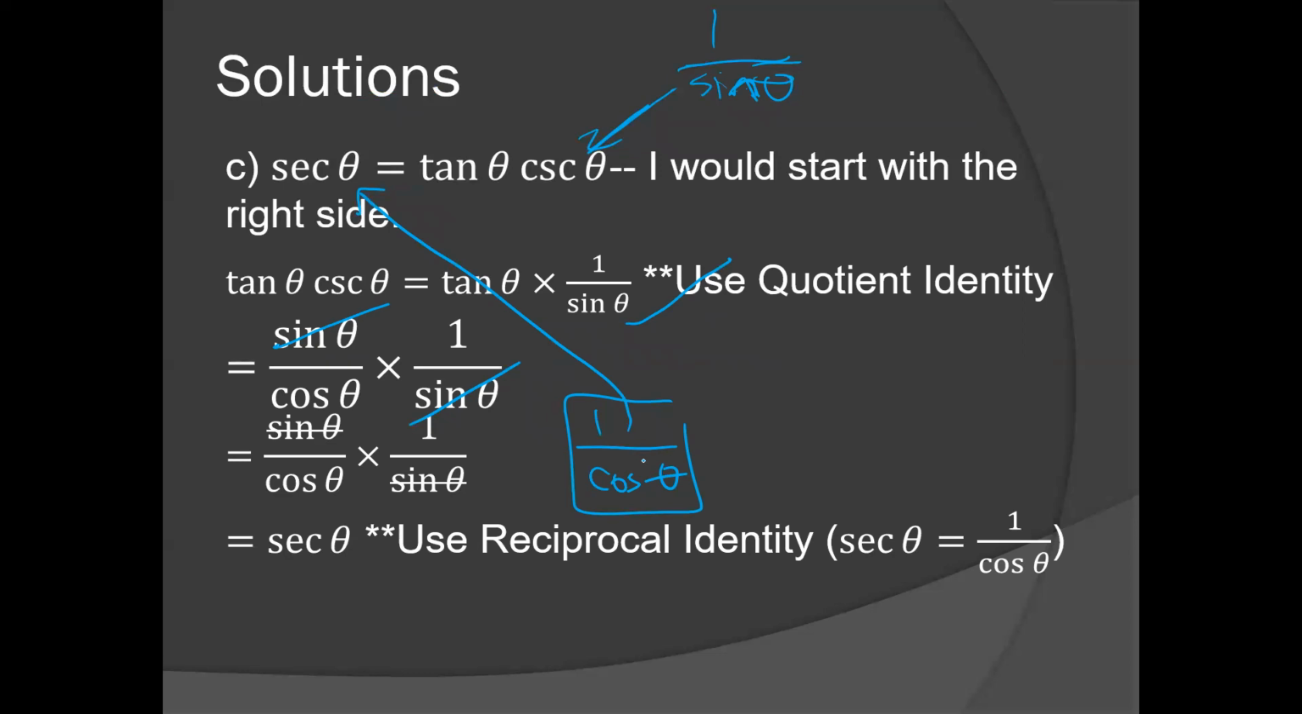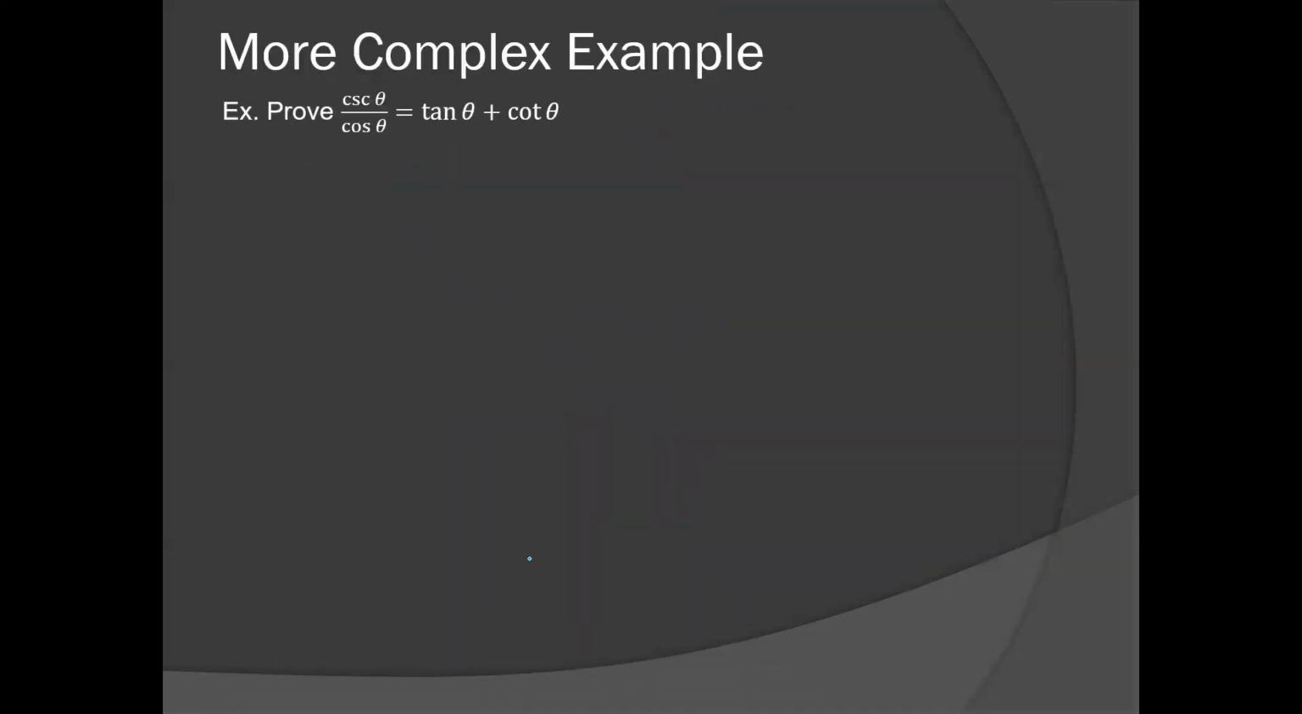Cosine theta is the reciprocal of secant theta. So if I have 1 over cosine theta, then that's equal to secant theta. And notice that secant theta is equal to the left-hand side. So we can see clearly that the left-hand side is equal to the right-hand side. So we have proven that this identity is true.